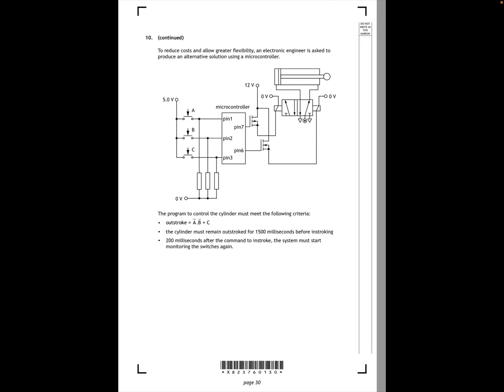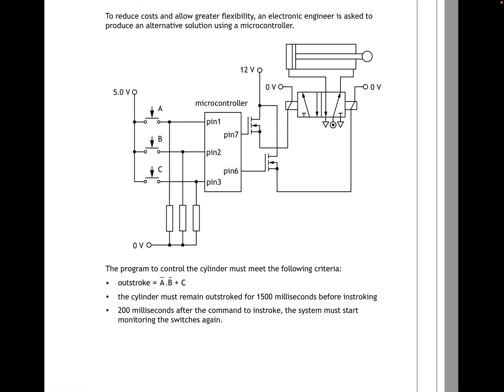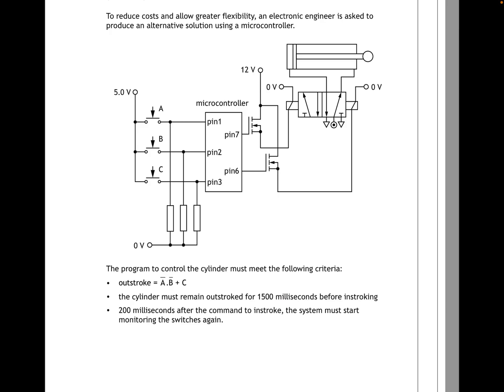We're on to another fault finder here. So to reduce the costs and allow greater flexibility, an electronic engineer is asked to produce an alternative solution using this microcontroller. And the program to control the cylinder must meet the following criteria. The outstroke still has to be not A and B or C. The cylinder must remain outstroked for 1,500 milliseconds before instroking, and 200 milliseconds after the command to instroke. The system must start monitoring the switches again.